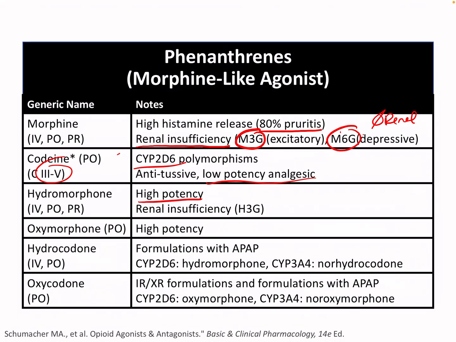Hydromorphone is a high potency agent, and if you do have renal insufficiency, it does have an accumulation, but this is a non-toxic accumulation. You just have to adjust for it.